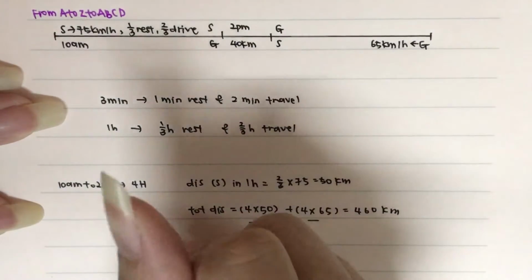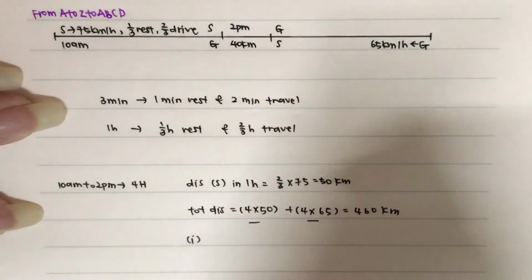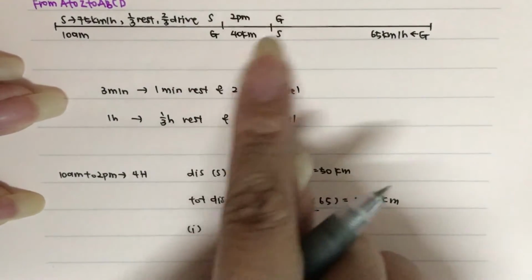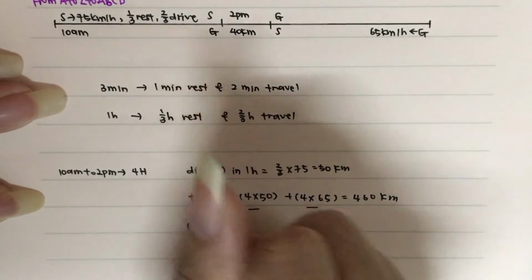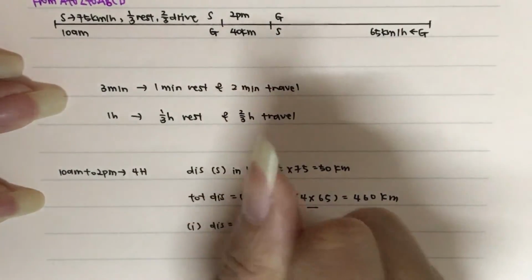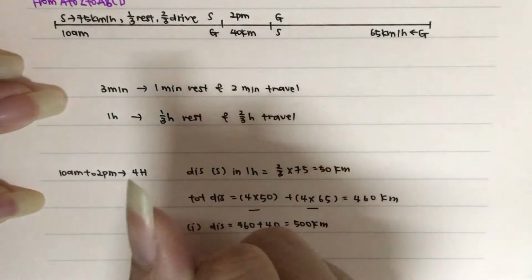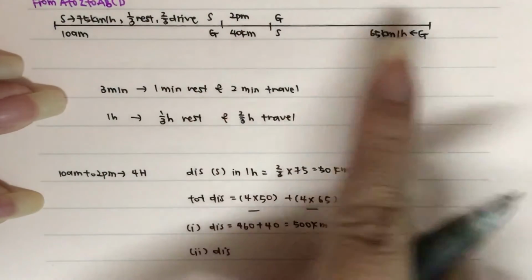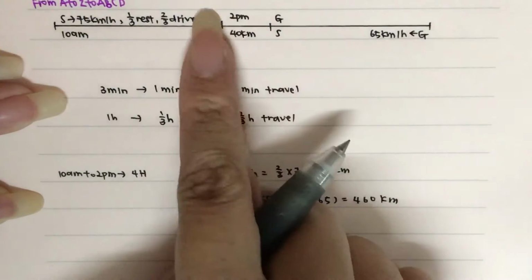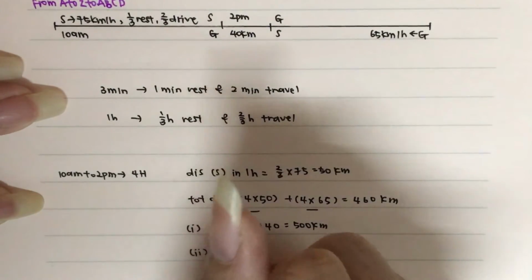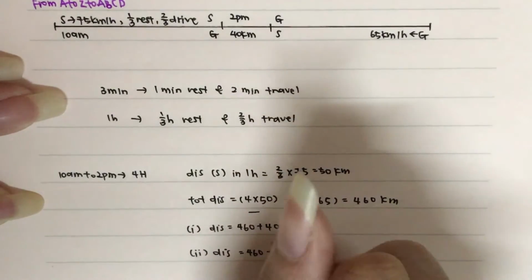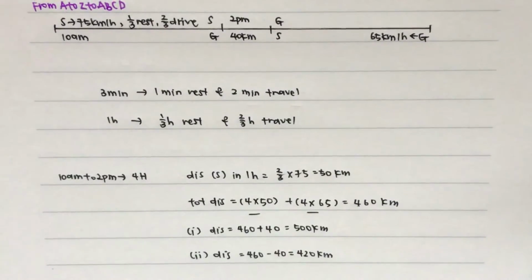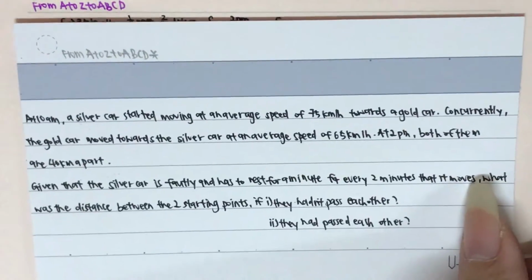Okay, coming back to the question, in part 1, they had not passed each other, so 460 equals this part plus this part. There will be a missing 40 kilometers here. So distance will actually be equals to 460 plus 40, and this gives us 500 kilometers. For the second part, they have passed each other, so 460 equals this part plus this part. You see, the 40 kilometers has been traveled twice. Therefore, it will be equals to 460 minus 40, and this gives us 420 kilometers. Ta-da! That's the answer.